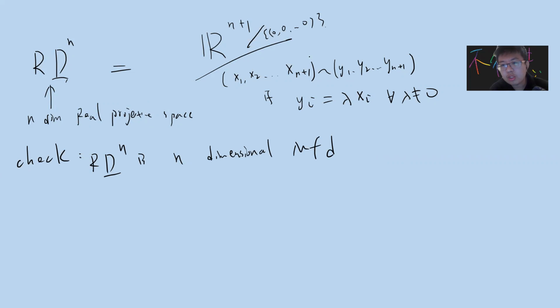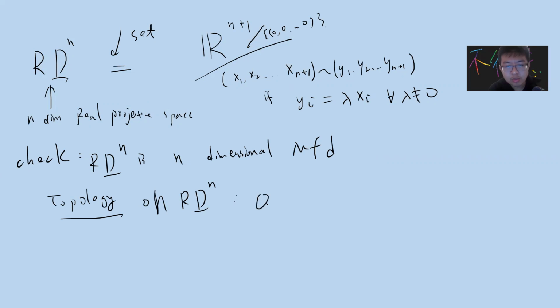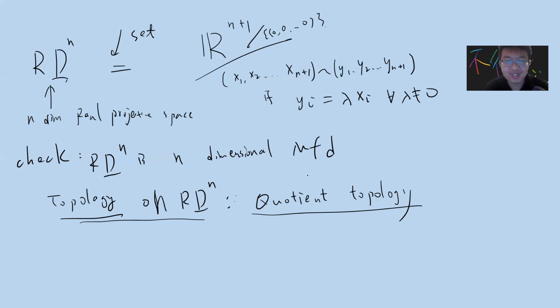Also, to be fully rigorous, we should define a topology on RP^n. This definition is just a set, right? You can view it as a set, but there is a natural topology: R^{n+1} quotient by this relation, so you can just use the quotient topology. Most people may not understand this, so it's fine if you don't understand what I'm saying.